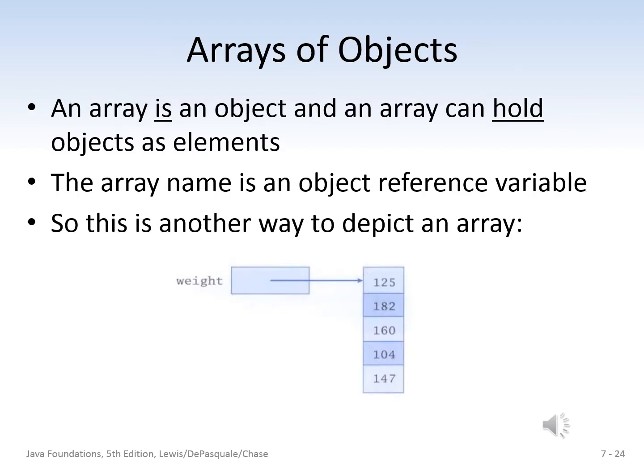In Java, an array is an object, and an array can hold objects as elements. The array name is simply an object reference variable. So this is another way to depict an array. Weight is a reference variable to the array, and it actually holds the address of the element 0.